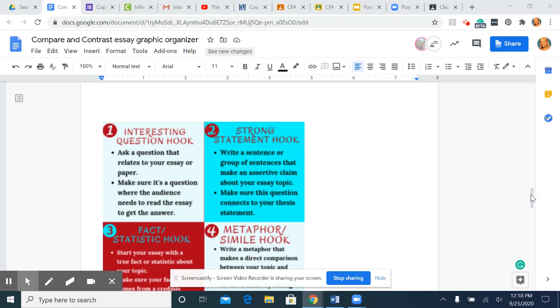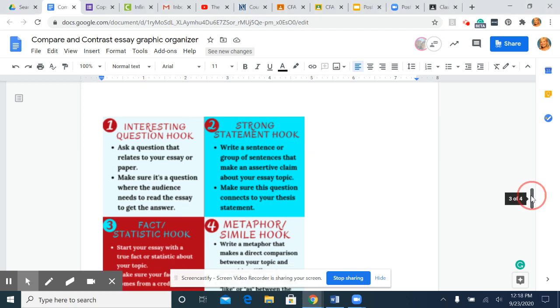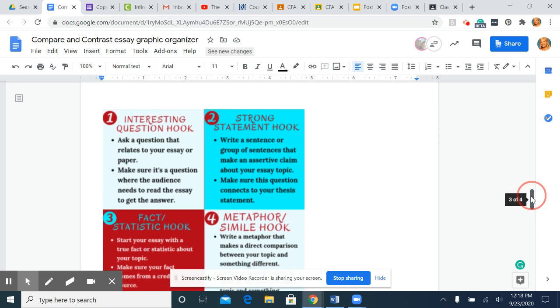So the first thing I want to talk about is hooks. You probably have talked about hooks in other classes. Those are the things that you do to get the reader's attention. Now, be careful on questions, because if you say, like, have you ever wondered about Paul Bunyan? If my answer is no, why would I want to read your essay? So it needs to be something that's interesting.